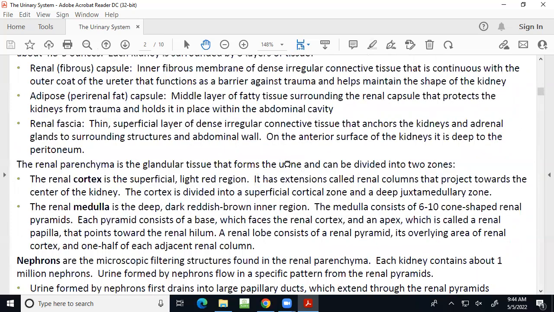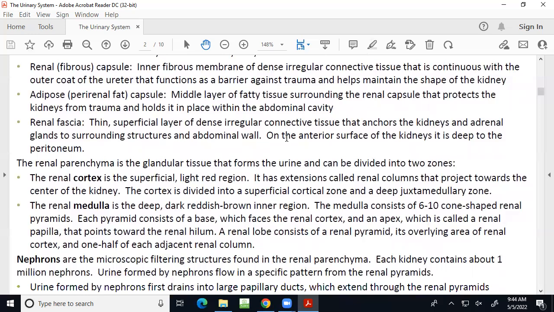Okay. Let's talk a little bit about that. The renal or fibrous capsule is, once again, the inner fibrous membrane of dense, irregular connective tissue, continuous with the outer coat of our ureters, functioning as a barrier against trauma and helping maintain the shape of our kidneys. Deep to that is the adipose, or once again, perirenal fat capsule. Obviously, hence its name, it is made up of fatty tissue. It surrounds the renal capsule and protects the kidneys from trauma and holds them in place within the abdominal cavity. So this is kind of a cushioning layer.